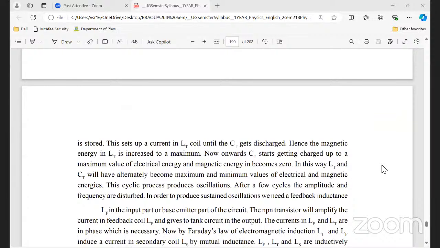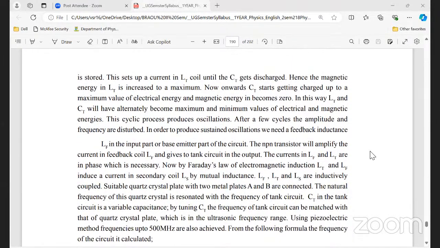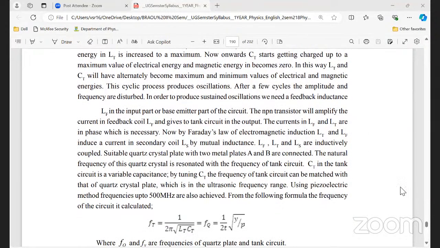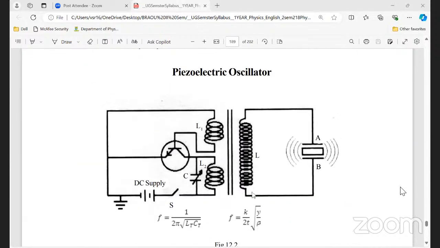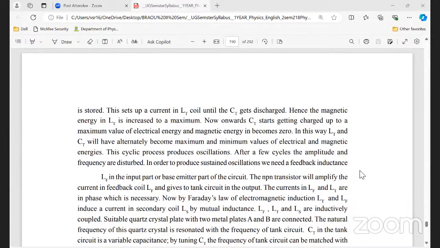There is a cyclic process observed, so that after a few cycles the amplitude as well as the frequency get disturbed. So in this, it can produce sustained oscillations. We need feedback inductance here. We are getting feedback, that means the fraction of the output which is connected to the input is called feedback.